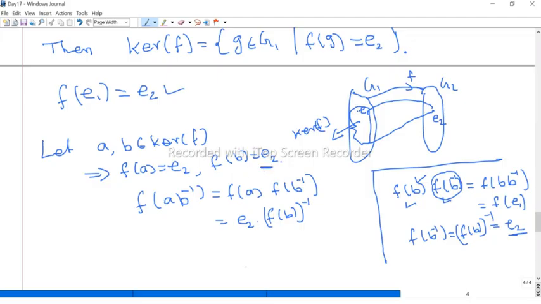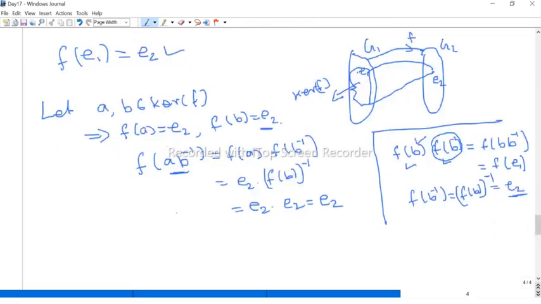Again, f of b equals the identity. Therefore we get identity into identity inverse, which is identity. So f of a b inverse equals identity. From this we can say a b inverse belongs to the kernel of f. Therefore the kernel is a subgroup of the domain.